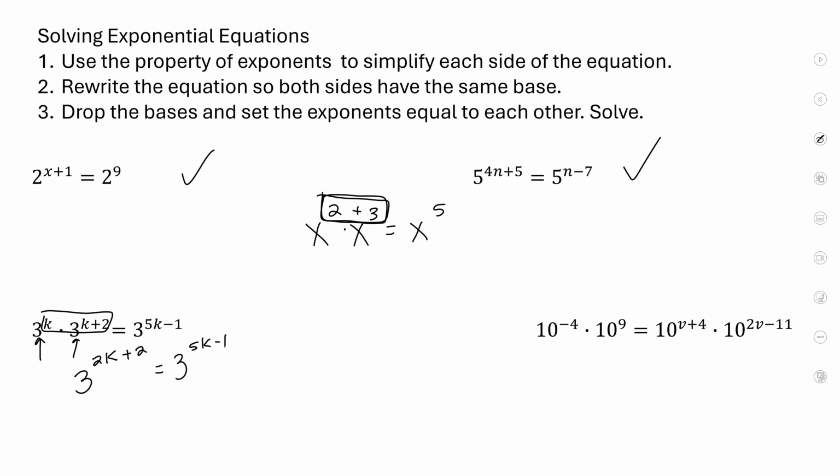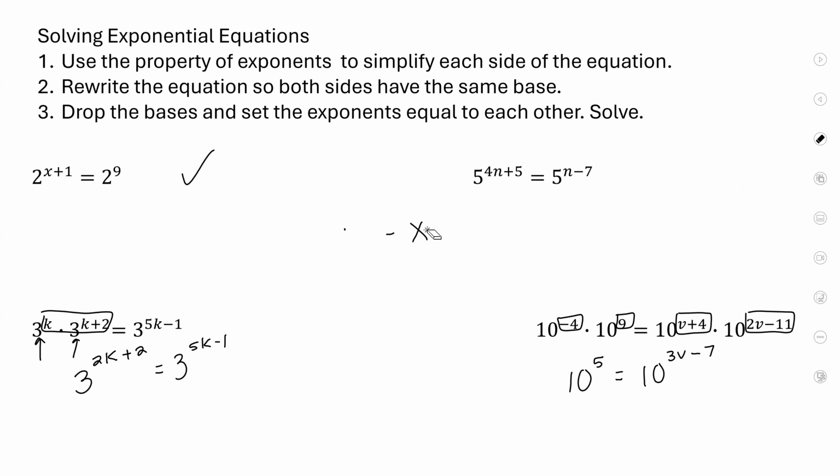So that is what step 1 means. Use the property of exponents to simplify each side. Over here, my base is 10. And I'm going to add the exponents to get what? Good. Same on this side. I'm going to add the exponents. What is v plus 2v? 3v. And 4 plus a negative 11? Negative 7. So guys, that is how you do step 1. You have to use the property of exponents to simplify it.